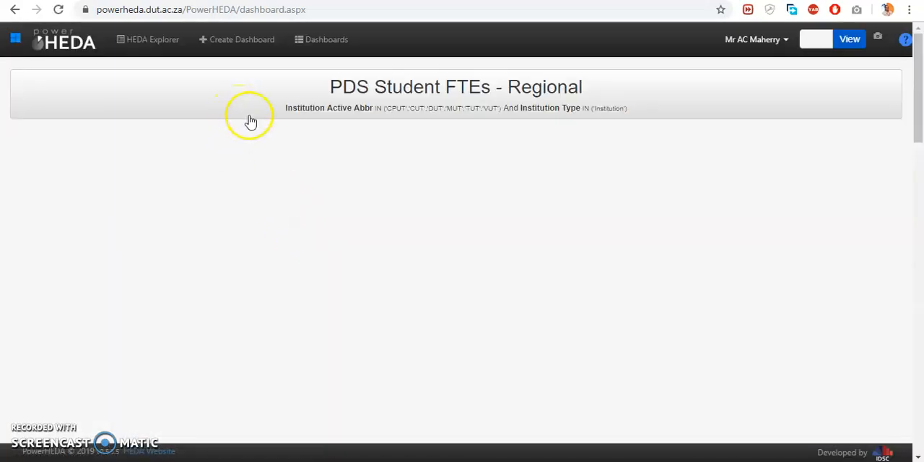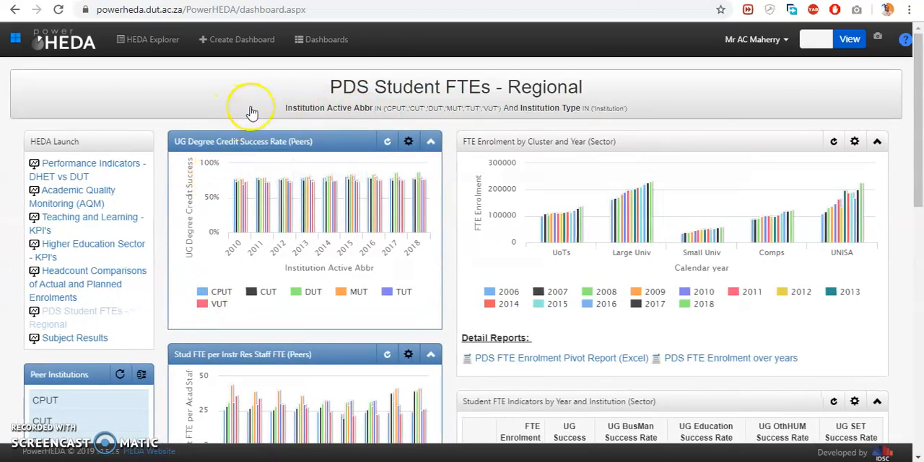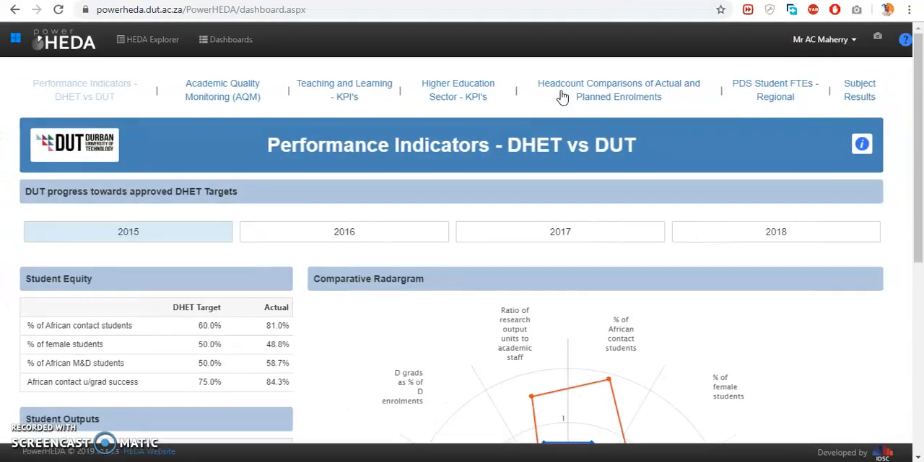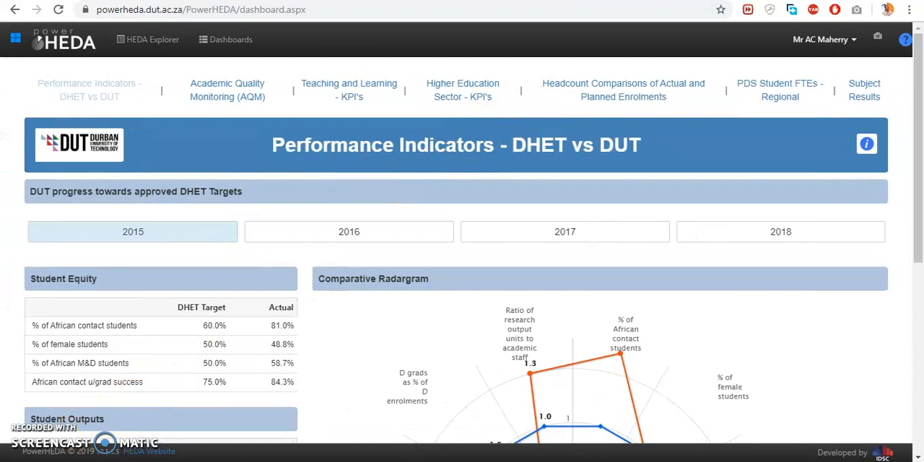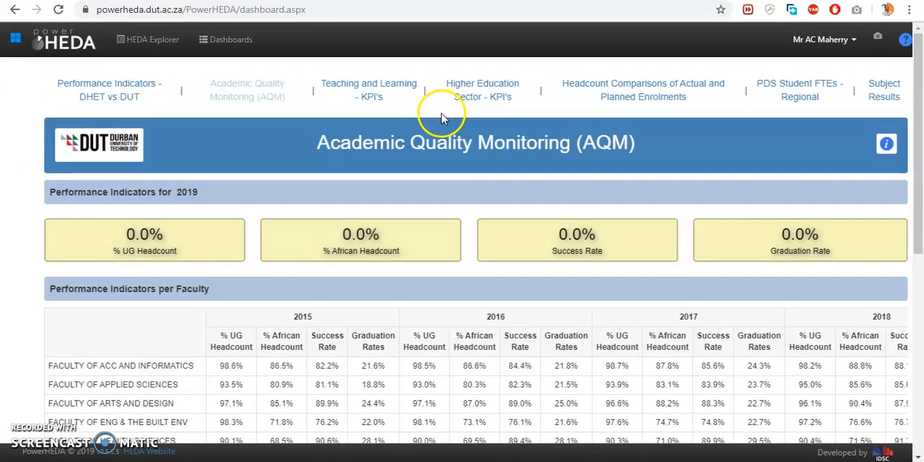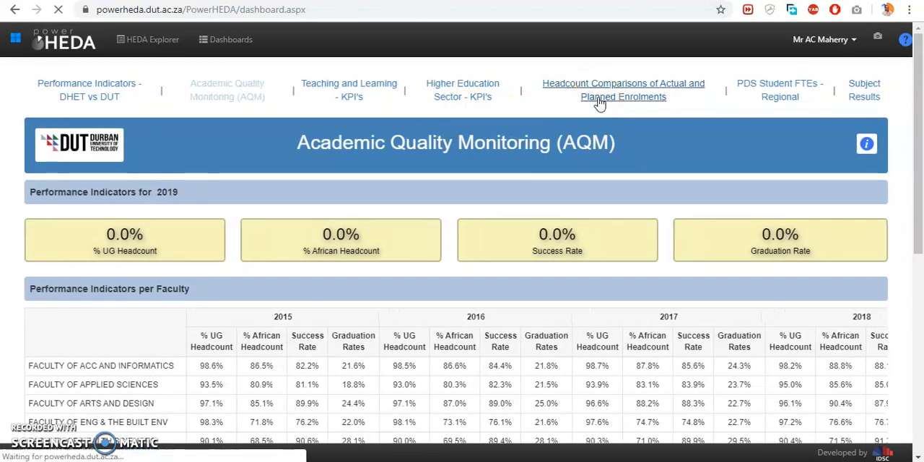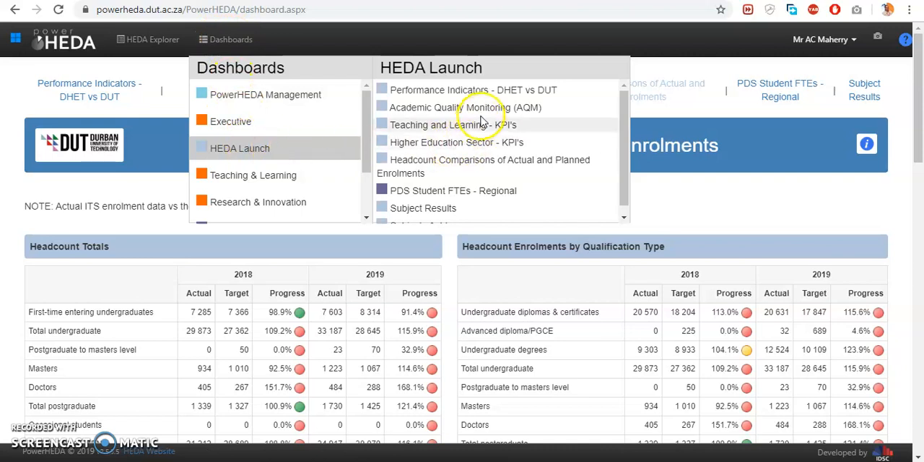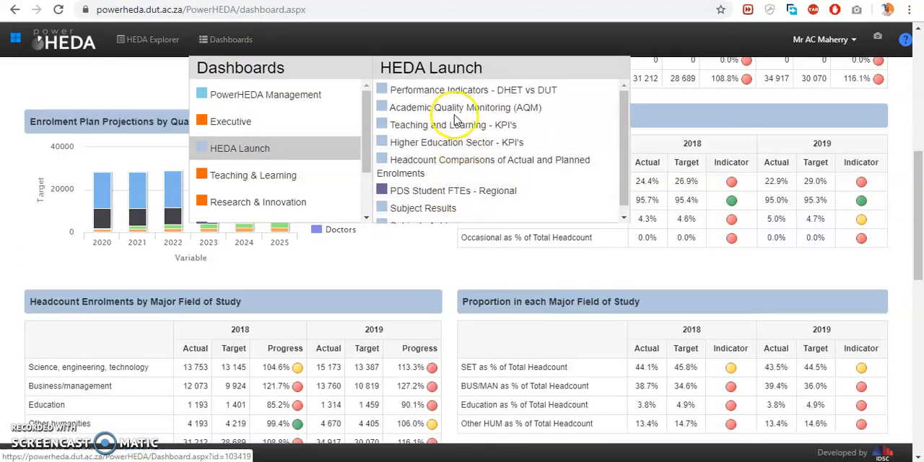Once you log in, it will take you to the last dashboard that you have gone and created. So for the purposes of today, we'll be having a look at the dashboards which were created for the PowerHEDA launch. In order to navigate through the dashboards, you can click the buttons on the top, which will then take you to the various dashboards. Another way to navigate is to hover your mouse over the dashboards to go, and then you can click on any of the dashboards over here that you are interested in viewing.